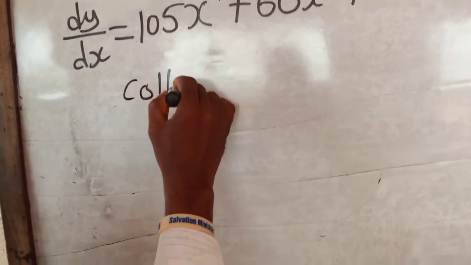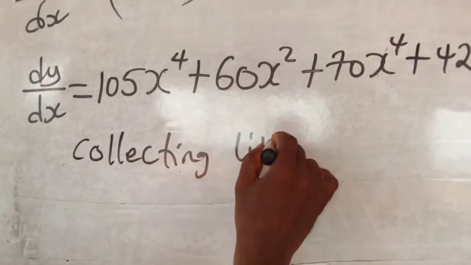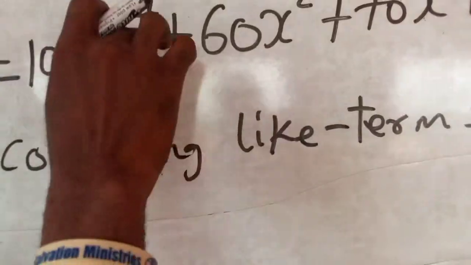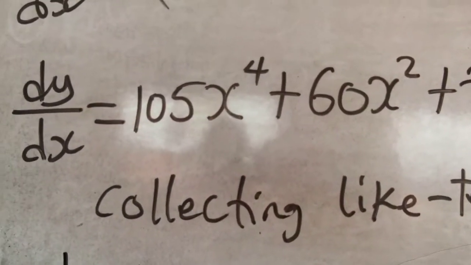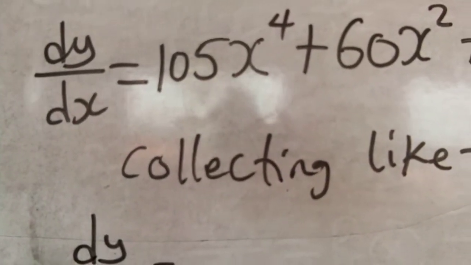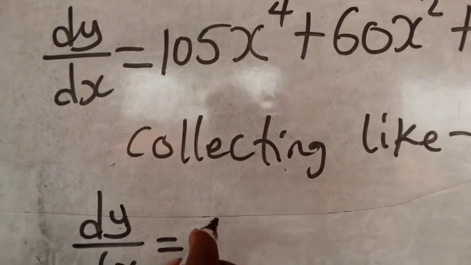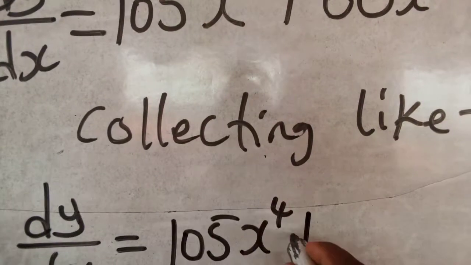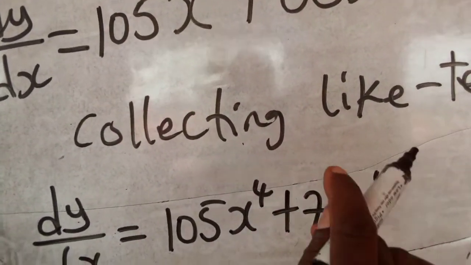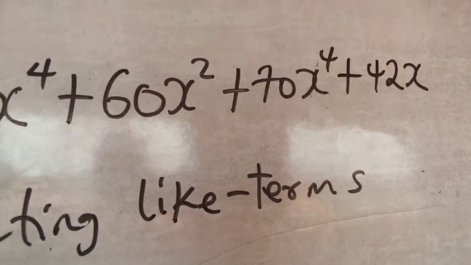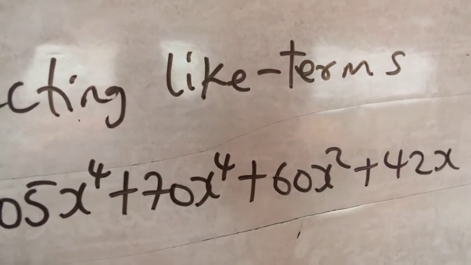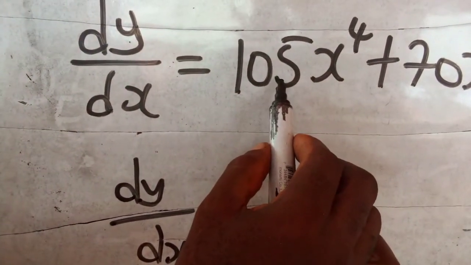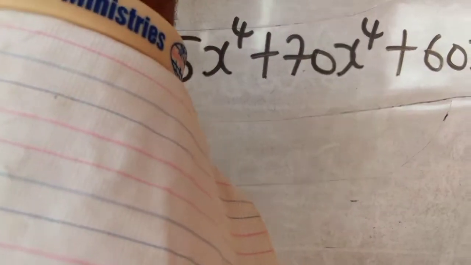So at this point now, you collect like terms. You start with the highest power of s. So dy over ds will give us these, and these are the same. You have 105s raised to the power 4 plus 70s raised to the power 4. So the next power of s is 2. 60s raised to the power 2 plus 42s. So you now add this and this.